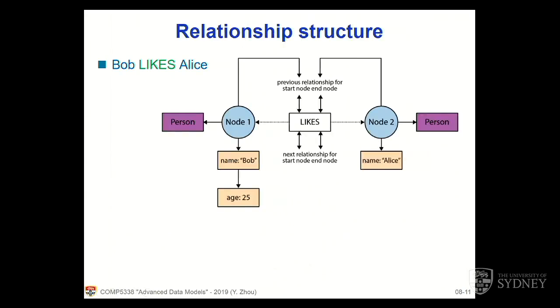Now let's see what the relationship structure would look like. So the relationship is like this: Bob likes Alice.